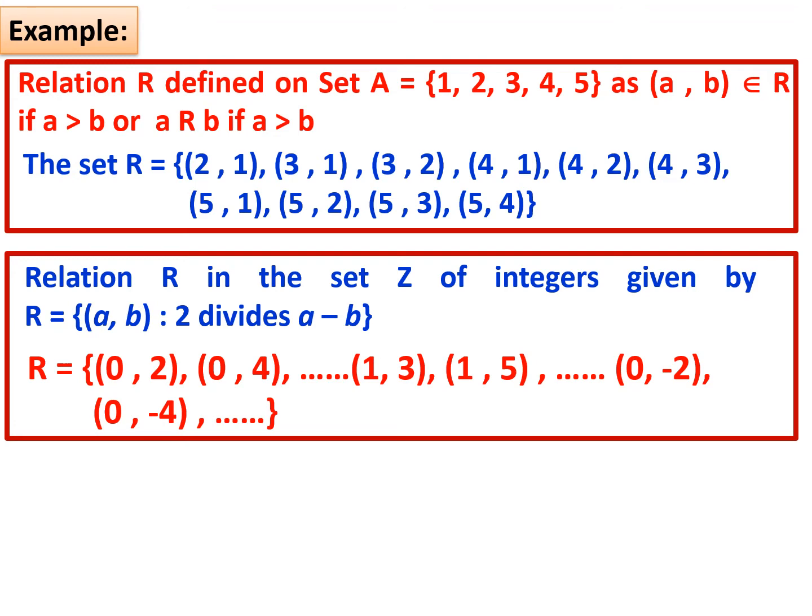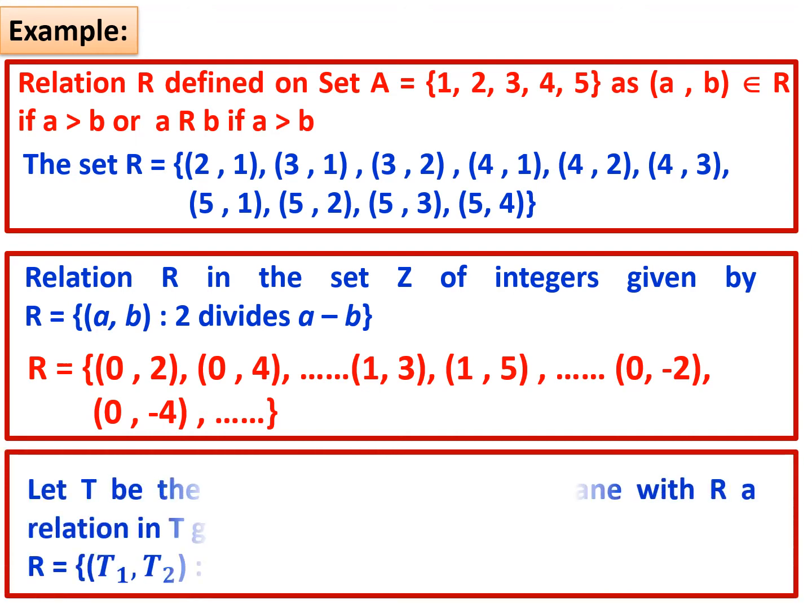When you take 0, then (0,-2), (0,-4), because it is a set of integers. Now when you subtract B from A, all the numbers you are getting will be even numbers, divisible by 2. So this set is an infinite set where the relation is there.